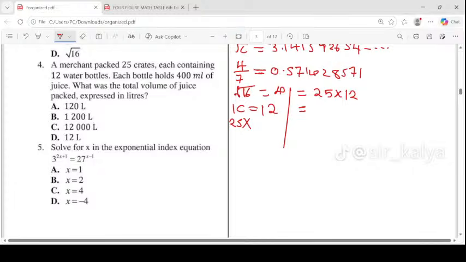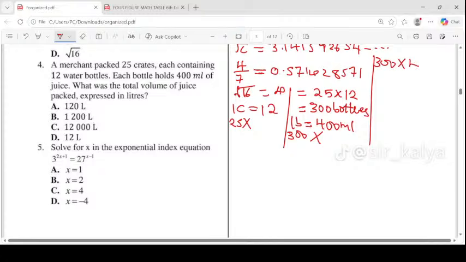When you multiply 25 by 12 from your calculator, this gives me 300 bottles. After getting the number of bottles as 300, we are being told that each bottle holds 400 milliliters. So if one bottle can hold 400 milliliters, what about the 300 bottles? You cross multiply. This will now become 300 multiplied by 400, and this will become 12, then you add the 4 zeros here. So that is 120,000 milliliters.